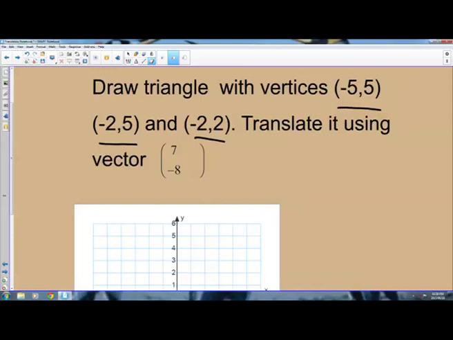Now we are going to plot them. After plotting them, we will join these using a ruler to produce a triangle. Then after that, we will translate this triangle using the translation vector 7, negative 8. Let us draw the triangle that we are expected to draw.